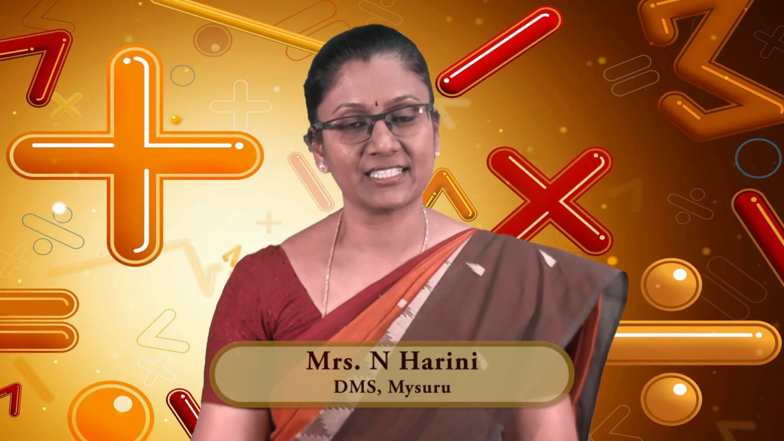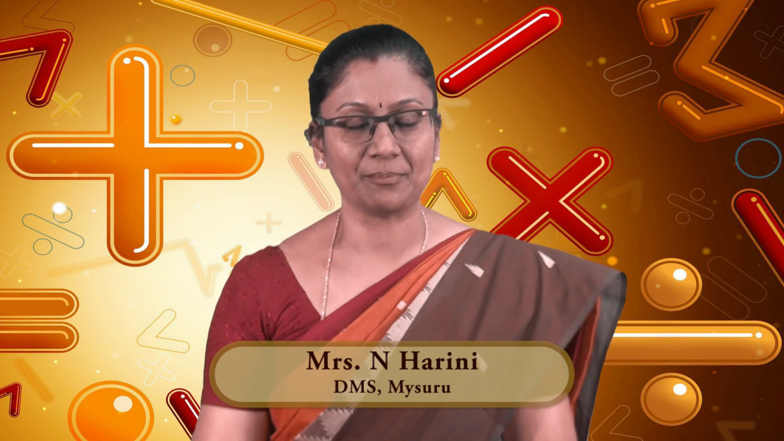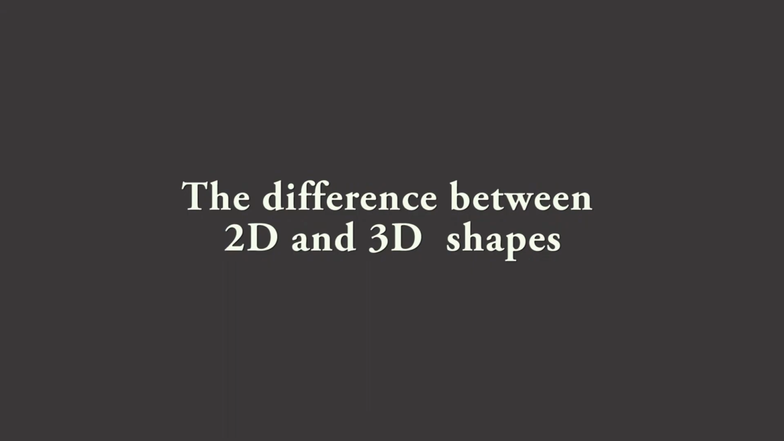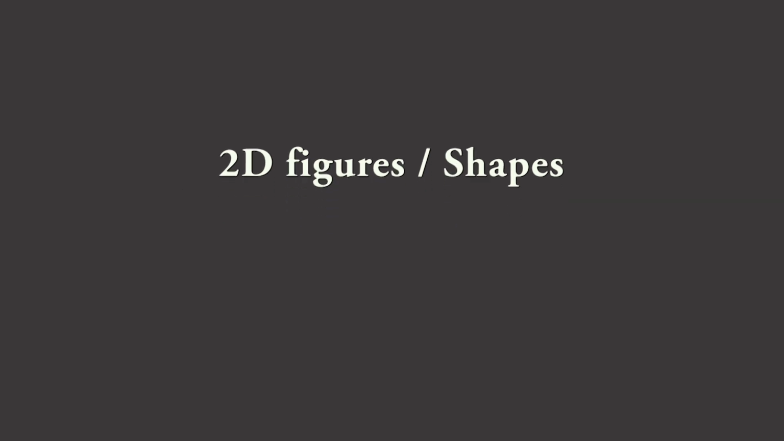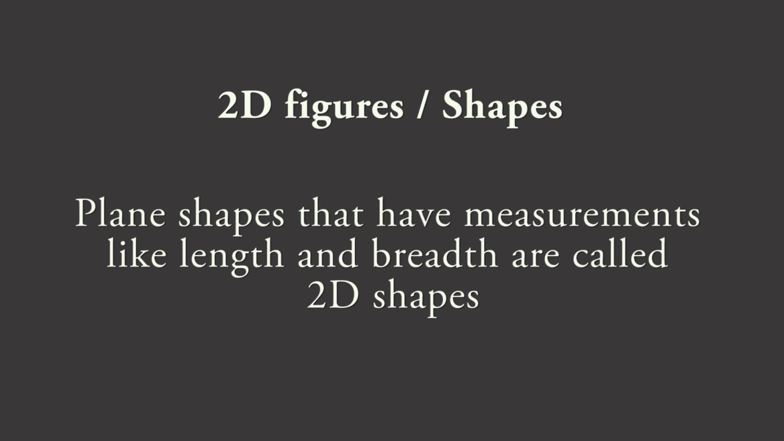Hello students. Today we are about to discuss the views of 3D shapes. Let us first try to understand the difference between 2D and 3D shapes. 2D figures or shapes: plain shapes that have measurements like length and breadth are called 2D shapes.